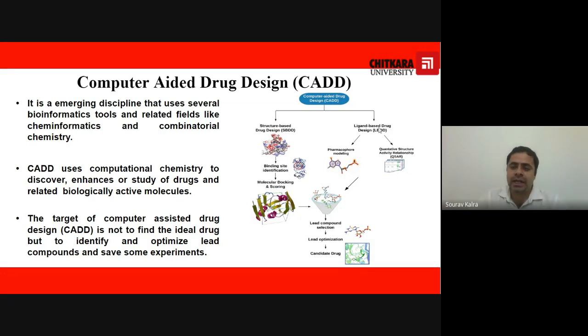But in the second case, ligand-based drug design is done, where no structure of the protein is available. If the structure of the protein is not available, then we can use the ligand-based drug design technique.